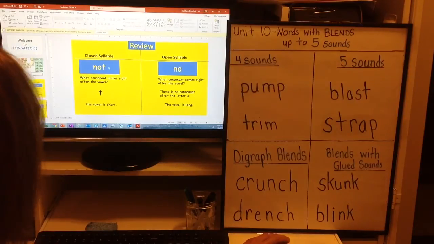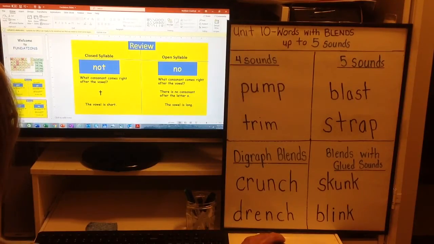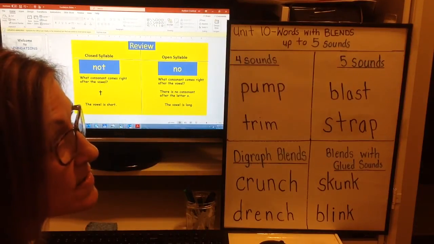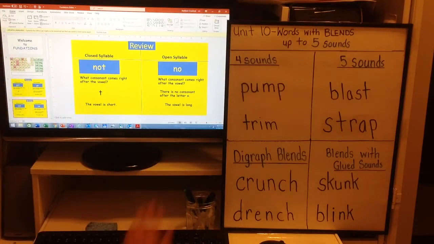Okay, take a look at the closed syllable. Let's tap out this word. And we know what sound that O should make because the O is followed by a consonant. So I hope you're thinking that that O should make a short sound. So let's see if you're right. Ready? Elbows up.